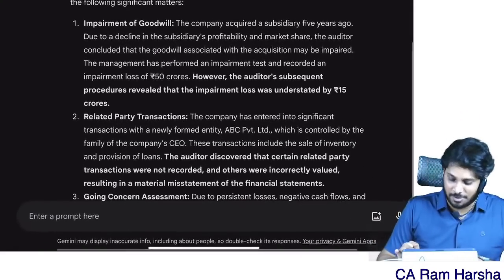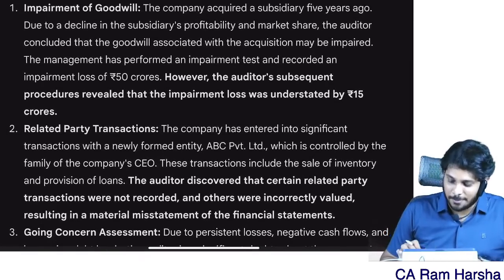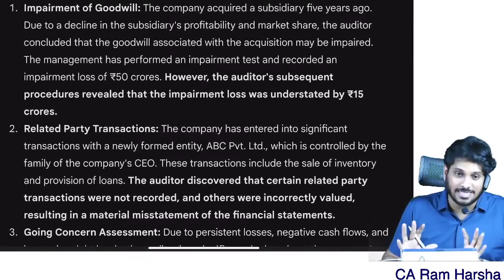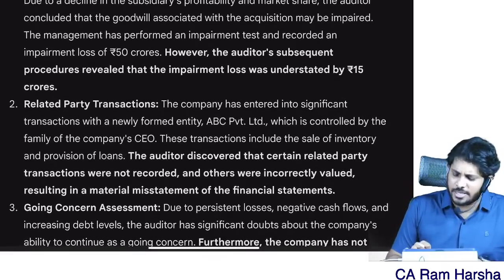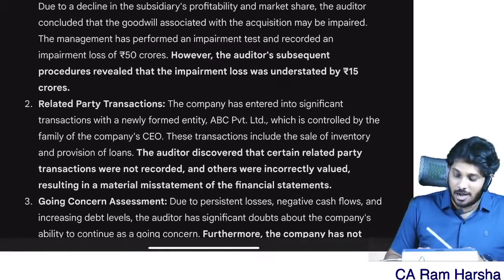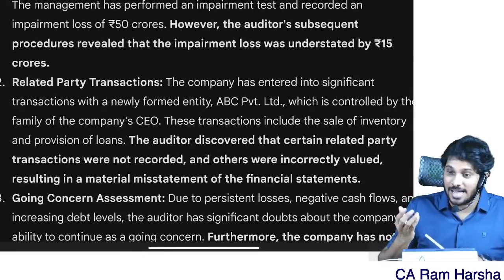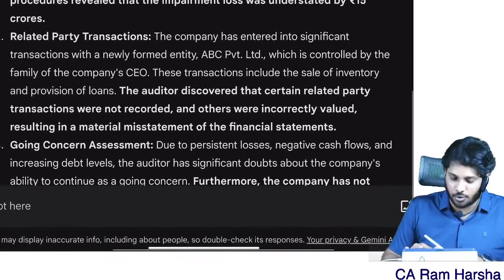Appa, now it came perfectly. The company acquired a subsidiary 5 years ago, right? The auditor concluded that goodwill is impaired. Management did an impairment test and considered the loss as 50 crore. However, the auditor's subsequent procedure revealed that impairment loss was understated by 15 crore.